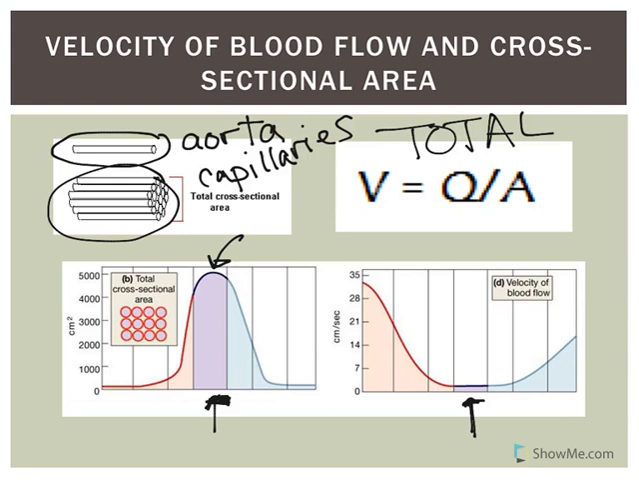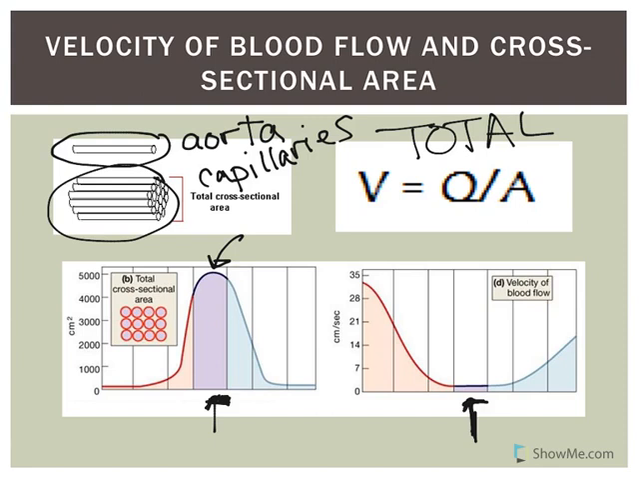Think about going from the aorta to the arteries all the way down. It's just trying to get blood to those capillaries. So you just want to get there fast. The capillaries have the largest total cross-sectional area. This has the lowest velocity of blood flow.